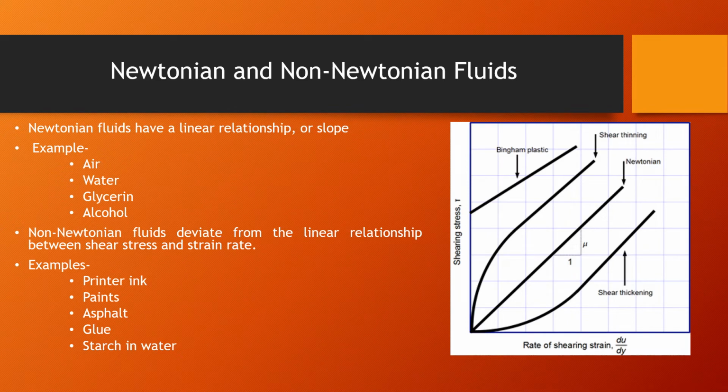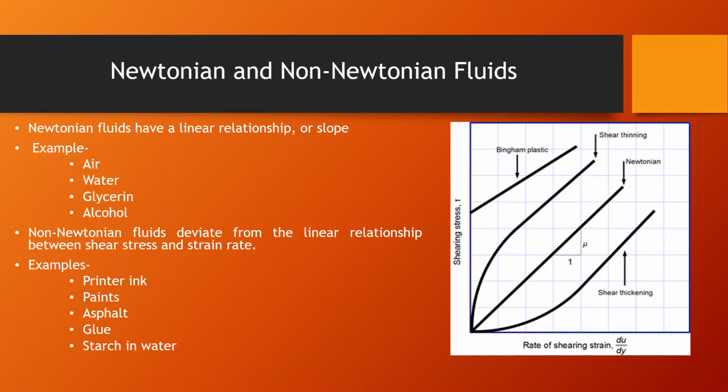Now, there are two types of fluids, Newtonian fluids and non-Newtonian fluids. The Newtonian fluids are those that behave in a linear manner when plotted in the shear stress versus shear strain plot. So they show a linear relationship like the one shown in the middle of the plot. Examples of Newtonian fluids are usually air, water, glycerin, alcohol. Most liquids are Newtonian fluids.